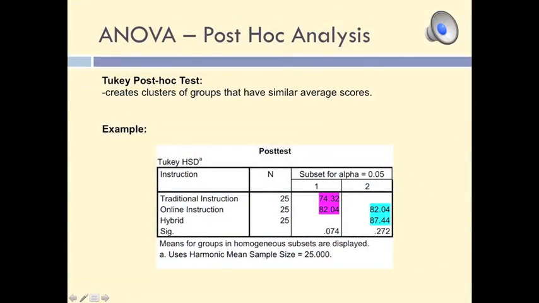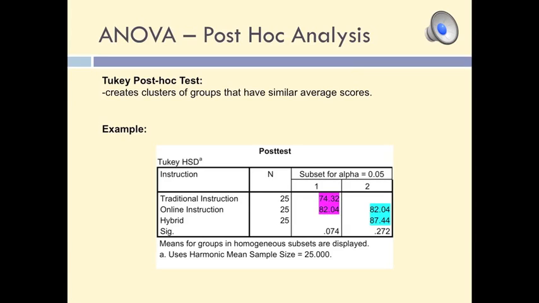Another thing that the Tukey procedure does is to group the averages that are similar into clusters or subsets. We can see in this table that the traditional and the online instruction were grouped into the first subset because they have means that are close and not significantly different. Similarly, on the other end, online and hybrid instruction were grouped into a subset because they have means that are close and not significantly different. The only two means that belong to two different subsets are the means for traditional and hybrid instruction, which were significantly different.